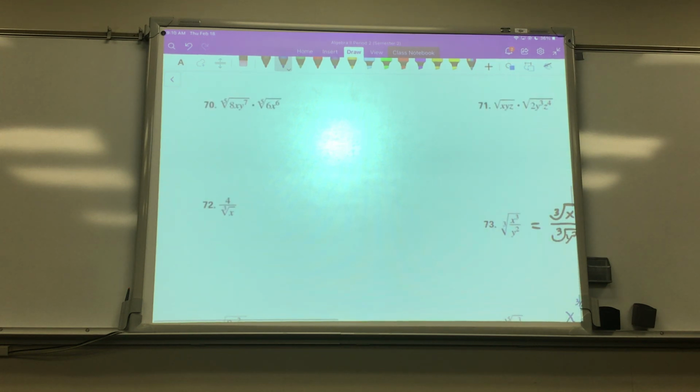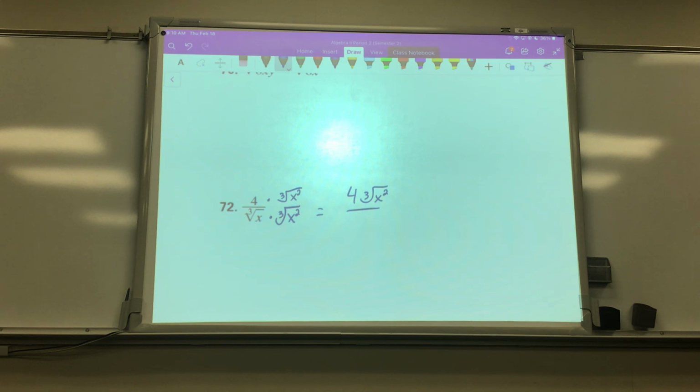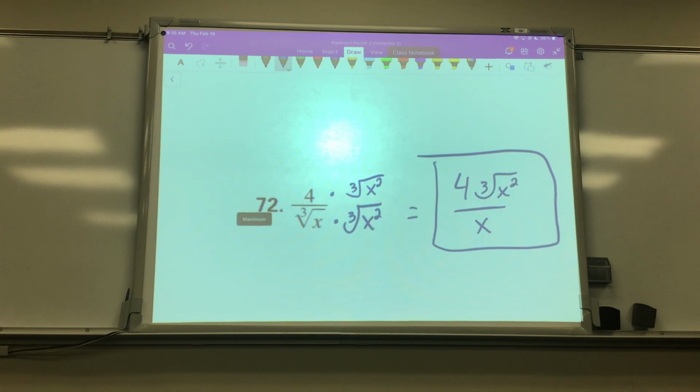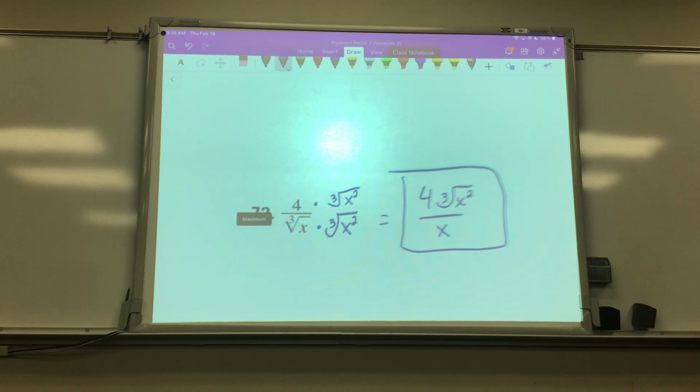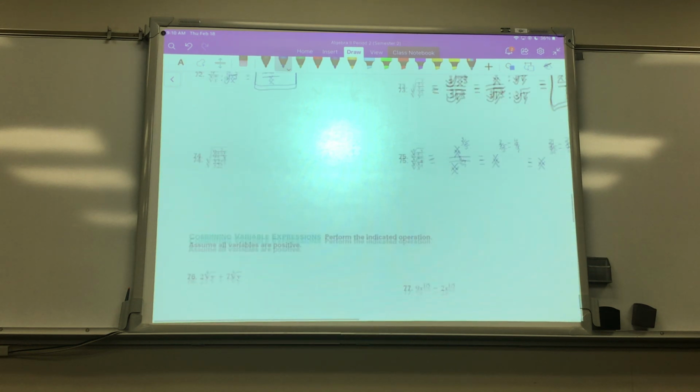On this one, the radical in the denominator is what's making it not simplified, right? What am I going to have to multiply top and bottom by? It's going to have to be the cube root of something, correct? X squared, because I have one x and I need two more to get rid of that radical. Okay, I see what you did.